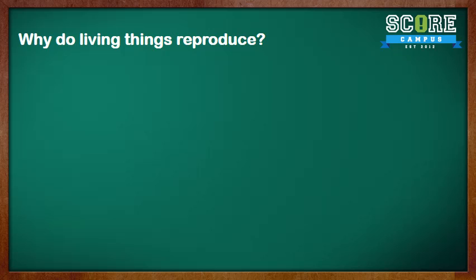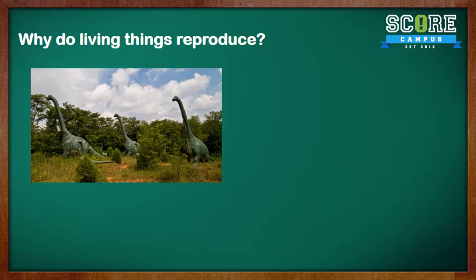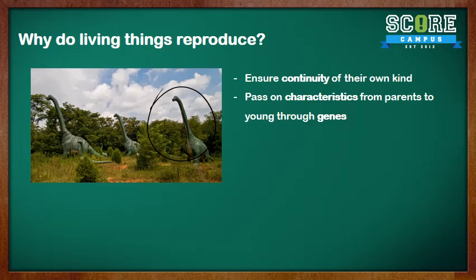Now, why do living things reproduce? Living things reproduce to ensure continuity of their own kind and prevent them from getting extinct, like the dinosaurs you see over here. Living things pass on characteristics from parents to their young. Many times the young do not look like the parents, but they eventually do as they grow. These characteristics are passed on through their genes.